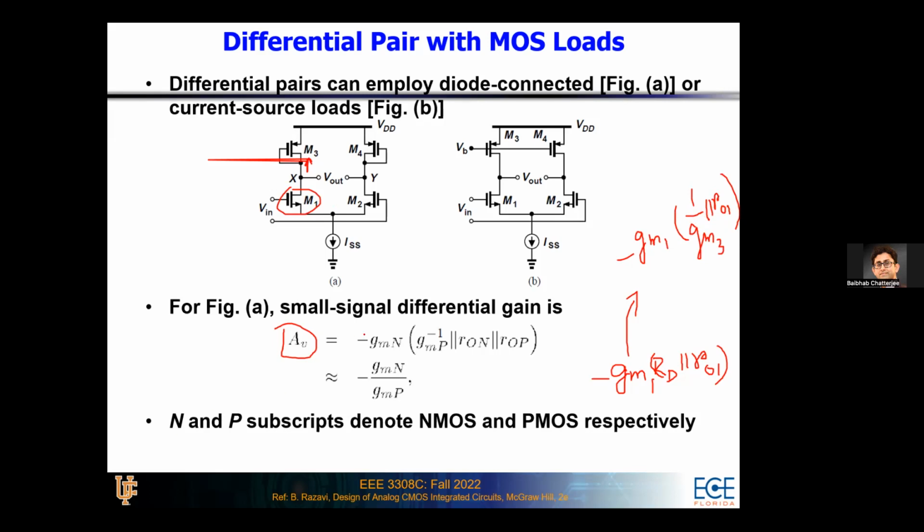So that's why you see that the gain equation becomes minus of GM of the NMOS transistor, so that's GM1, or you can also call it GMN because that's the GM of the NMOS transistor, divided by GMP, which is the GM of the PMOS transistor or M3 transistor. So your gain becomes a ratio of the two GMs. Again, you cannot achieve a very high gain because having a very high ratio of GMs in the two transistors is not practically that feasible. You cannot have a ratio of 100 between these two GMs, right?